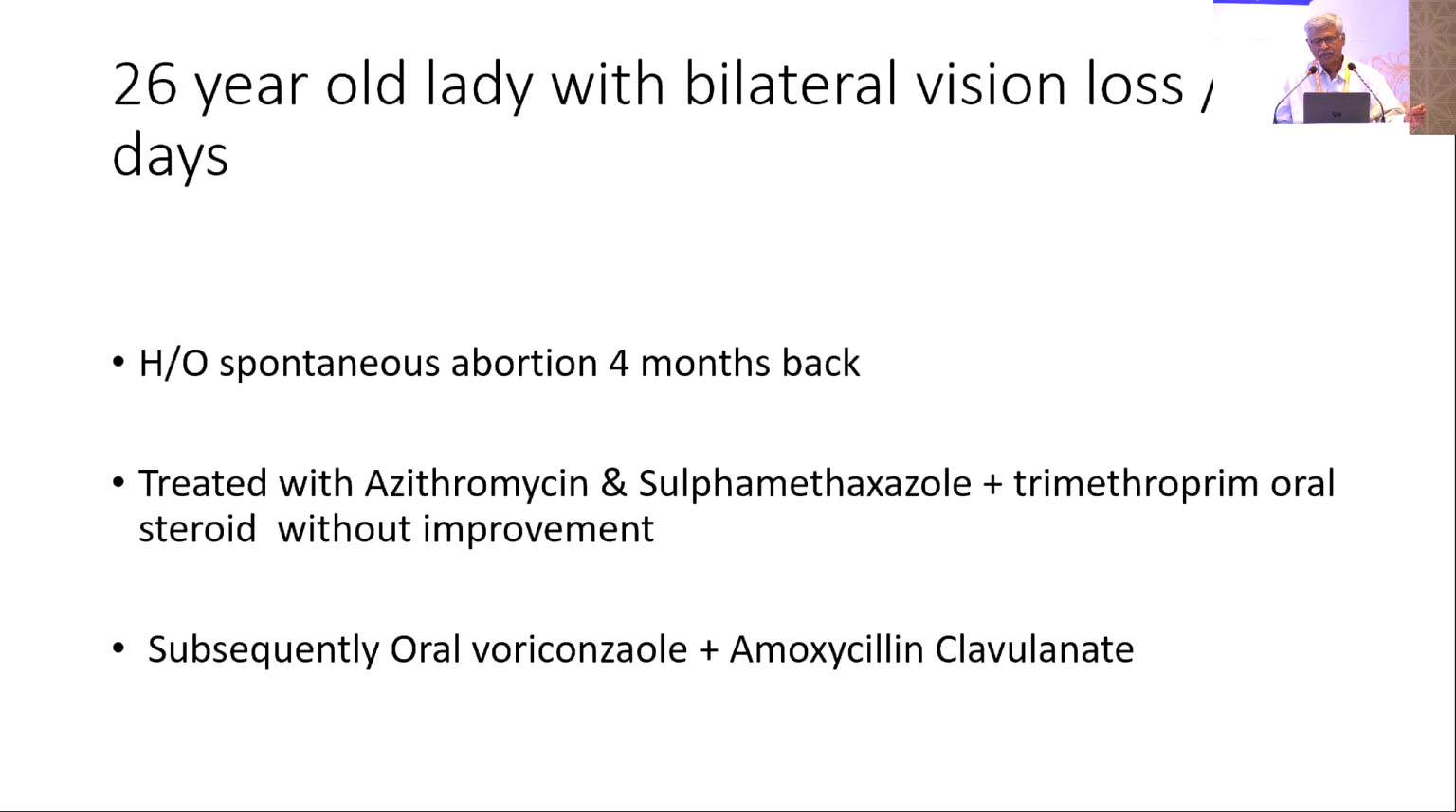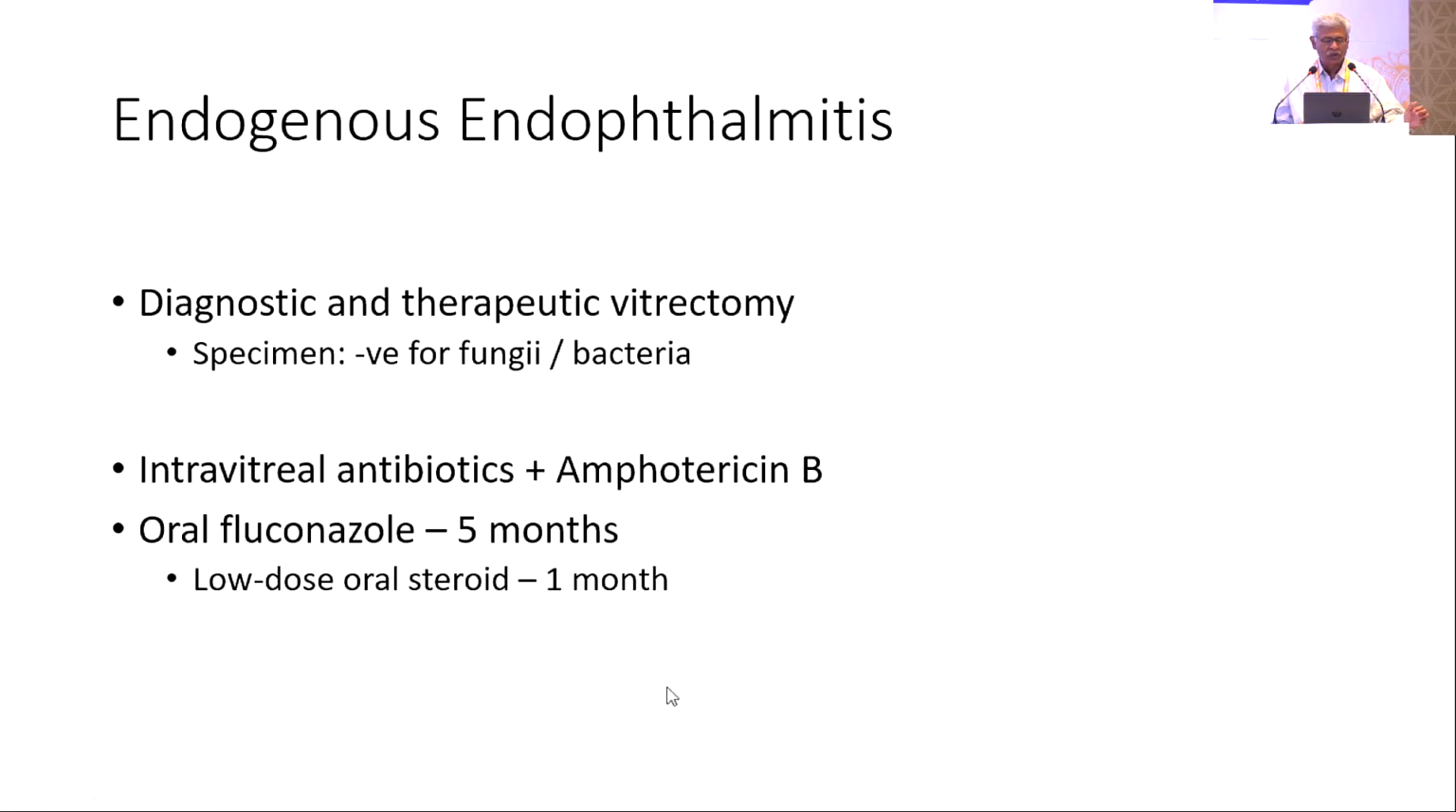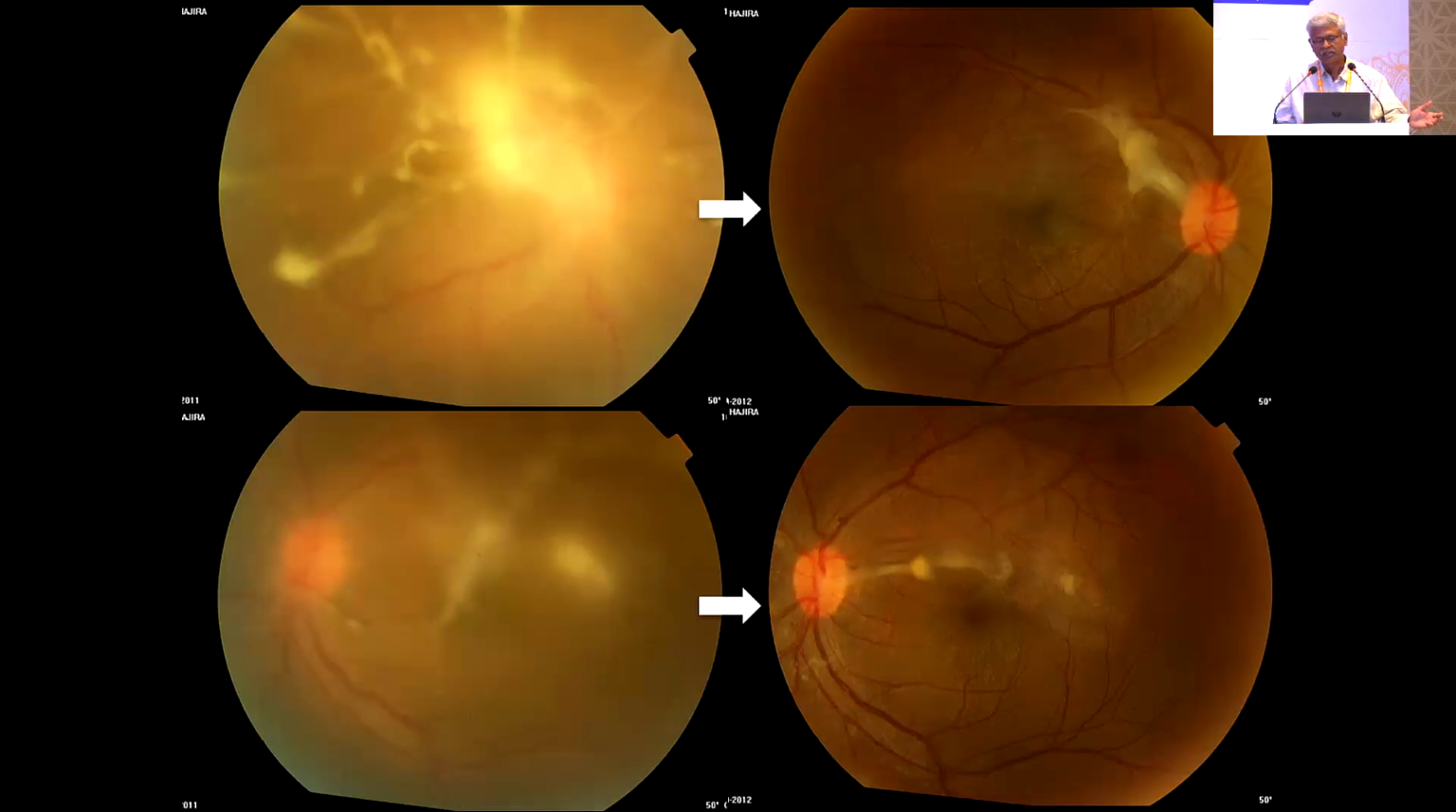On the other hand, this was a 26-year-old lady with bilateral loss of vision of 15 days and had a spontaneous abortion, was suspected to have toxoplasma and treated with toxoplasma treatment, and also with oral voriconazole and amoxicillin. So I see this retinal infiltrate continuing to worsen despite the treatment. So a diagnostic and therapeutic vitrectomy was done in both the eyes, but the specimen was negative for fungi and bacteria. So we empirically treated the patient with intravitreal antibiotics and antifungals and oral antifungals as well, for about the next 5 months along with some amount of steroids, and you can see the lesions resolving.